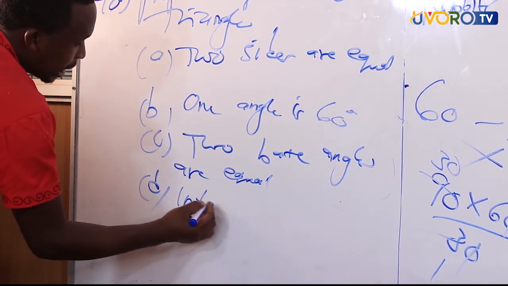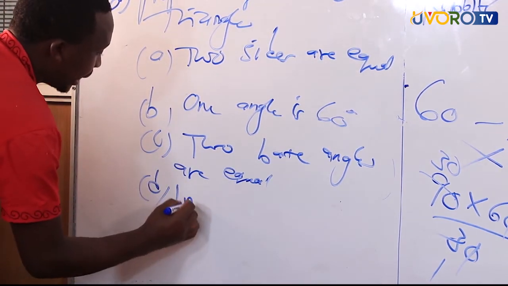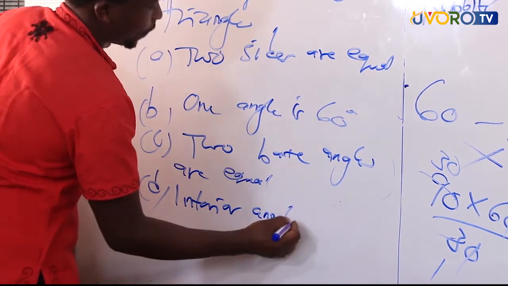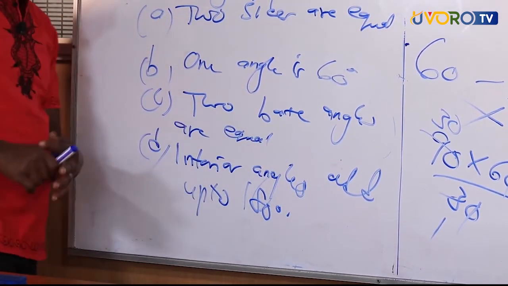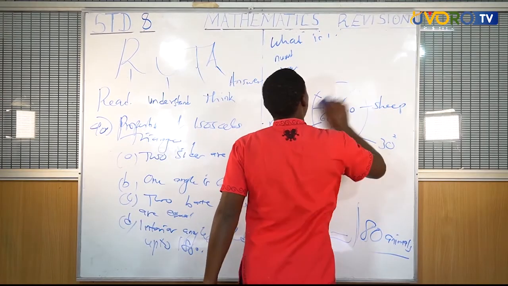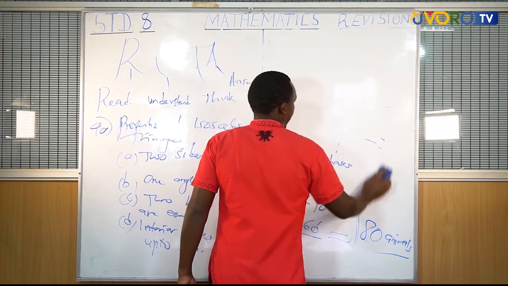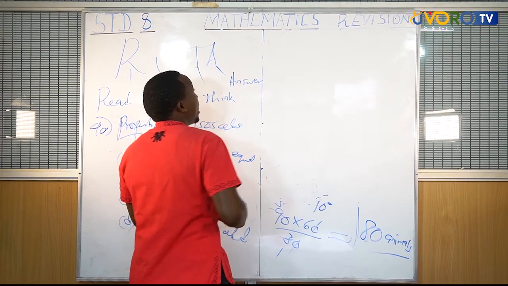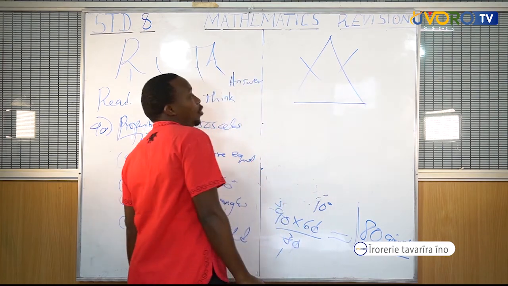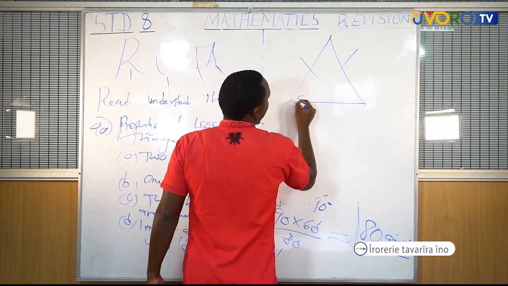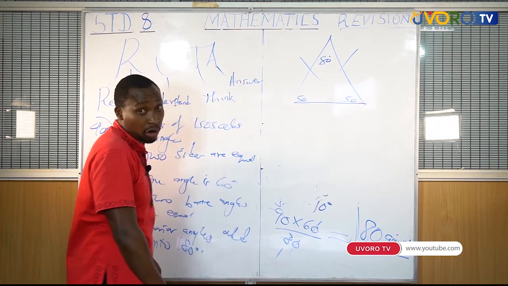Not exterior, but interior angles add up to 180 degrees. Now, we are told which one of the following statements is not correct. Let's see the figure of that isosceles triangle as we wind up the lesson for today. This is the isosceles triangle which we are given. Remember, if here is 50, here should be 50. And that one should be 80. Let's see if they are correct.